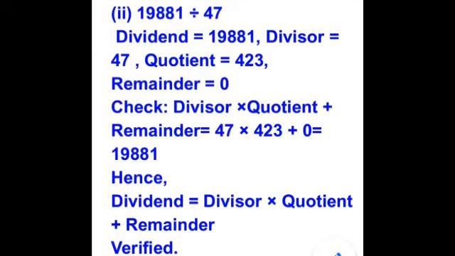The question number 2 is also the same. Here look at this. You have to divide 19,881 divided by 47. Divide by yourself. When you divide, we will get the quotient 423 and remainder will be 0. And you can check your answer.